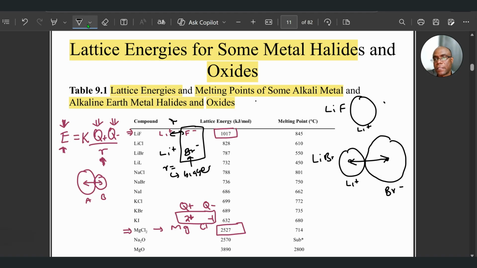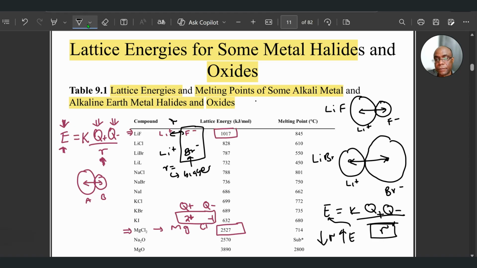So let's pretend that this is our fluoride. The internuclear distance is going to be smaller. And like we said, lattice energy equals K times Q plus times Q minus over R. The smaller the R value, it's a denominator, the higher the lattice energy.